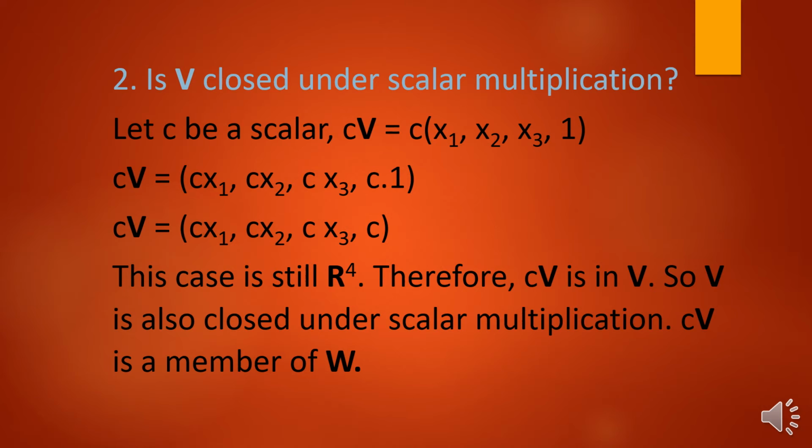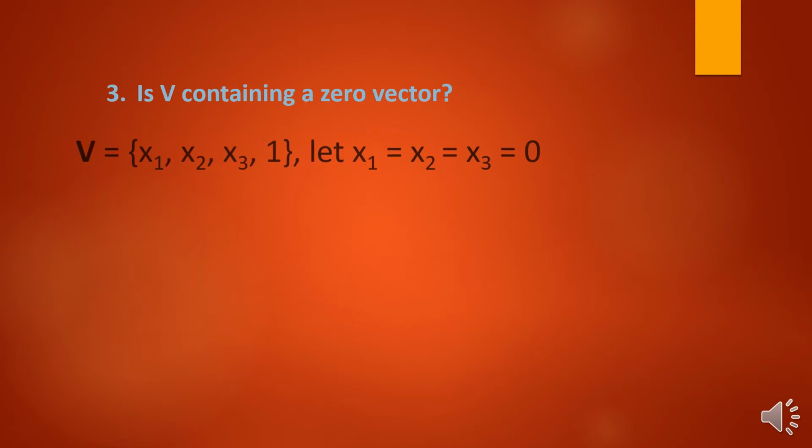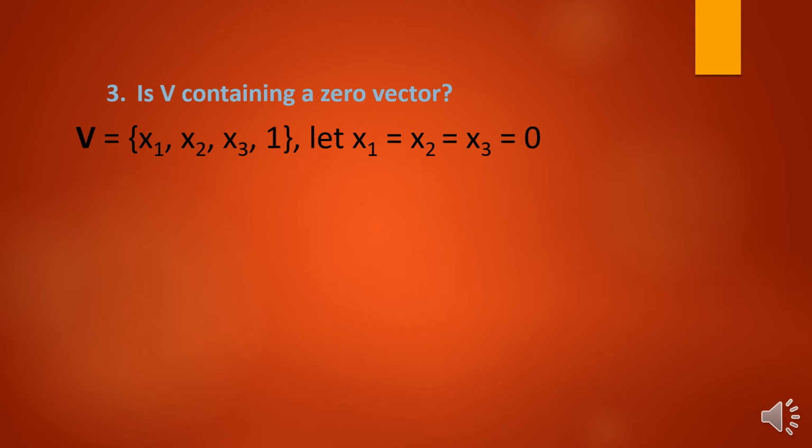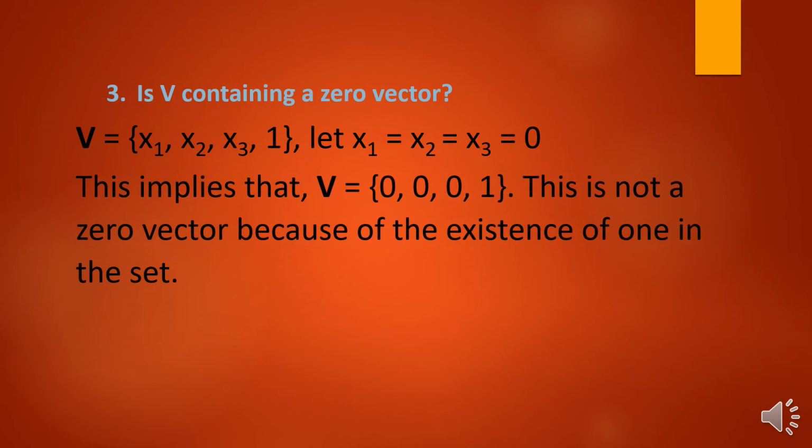Then lastly, we also need to show whether it contains a zero vector. How do we do that? I'm going to force x1, x2, and x3 to be equal to 0. So when I force them to be equal to 0, and I substitute in that set of V, what do I have? I'll have the set of V having elements 0, 0, 0, and then a 1.